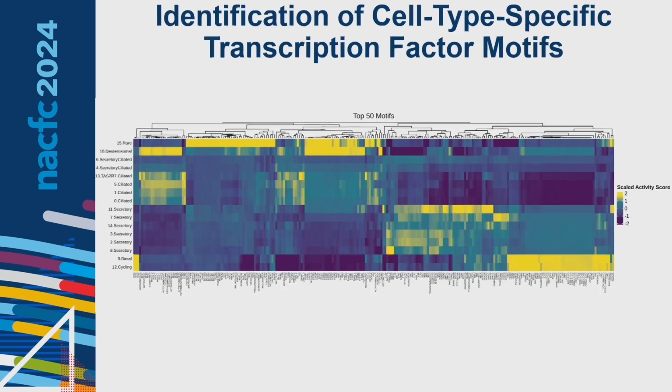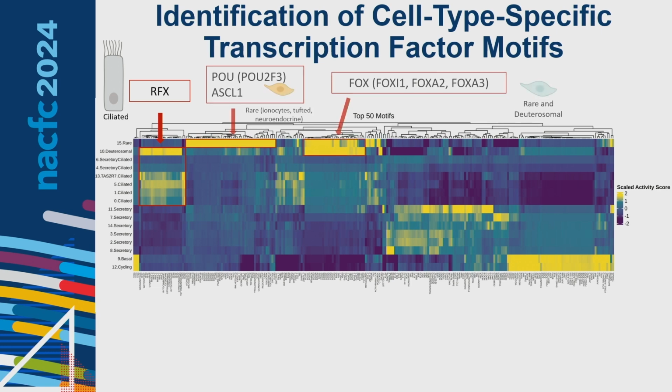But we did look at cell type specific transcription factor motifs as well. This heat map shows the top 50 motifs. And as you can see, there is differential expression and enrichment based on the cell type. For instance, our ciliated cells, no matter the subtype of them, are enriched in RFX associated with ciliogenesis. Our rare cells that include ionocytes, tufted and neuroendocrine, are enriched in POU and ASCL1.